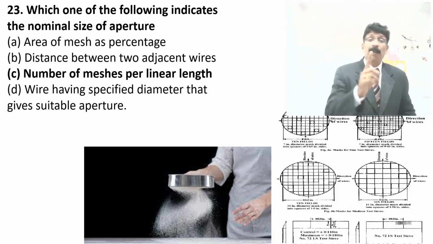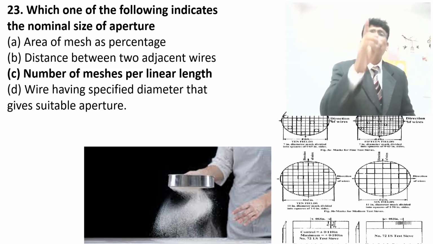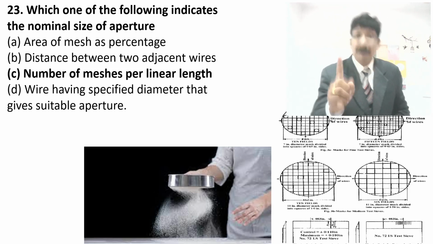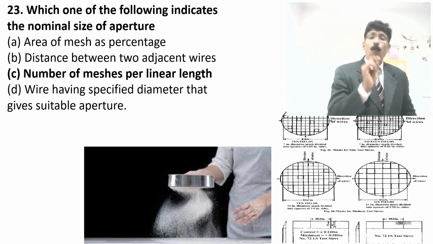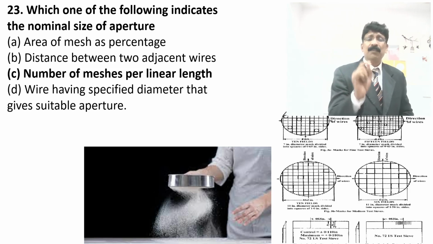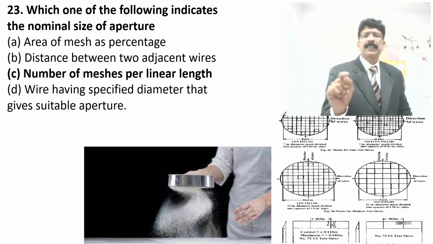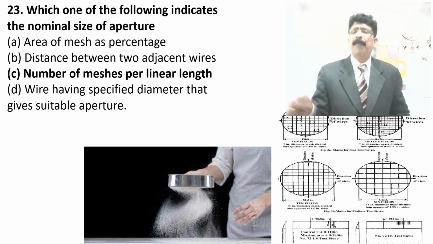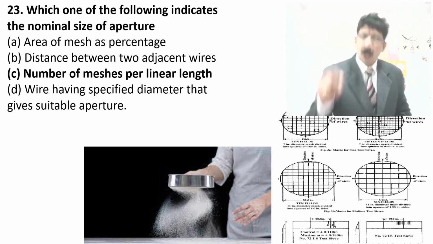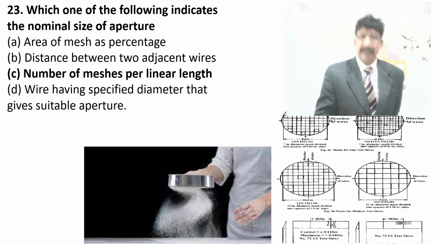So number of mesh per linear length indicates the nominal size of aperture of a sieve. Wires having a specific diameter that gives a suitable aperture is not giving the nominal size of the aperture. Nominal size of the aperture: number of mesh in one length, 1 millimeter, how many apertures are there? That is the decision for the nominal size of aperture.